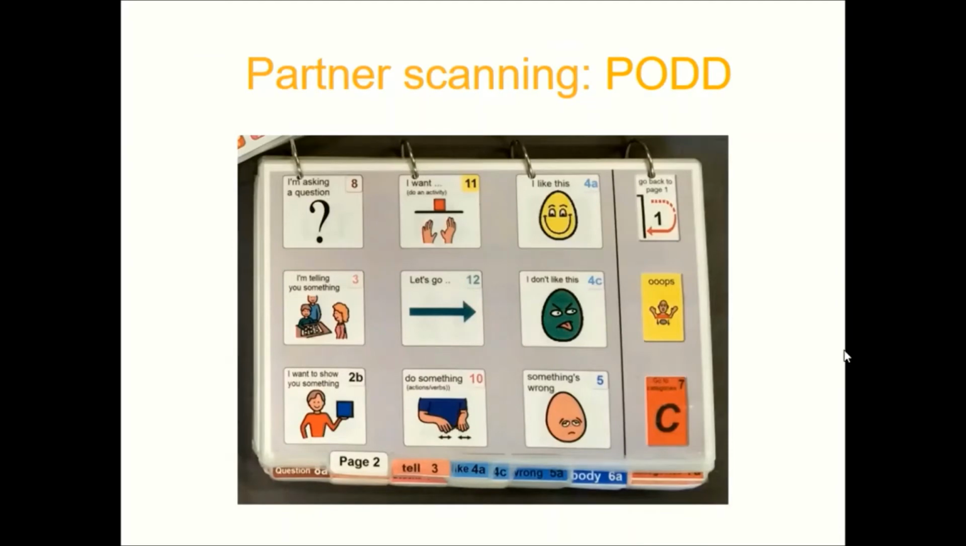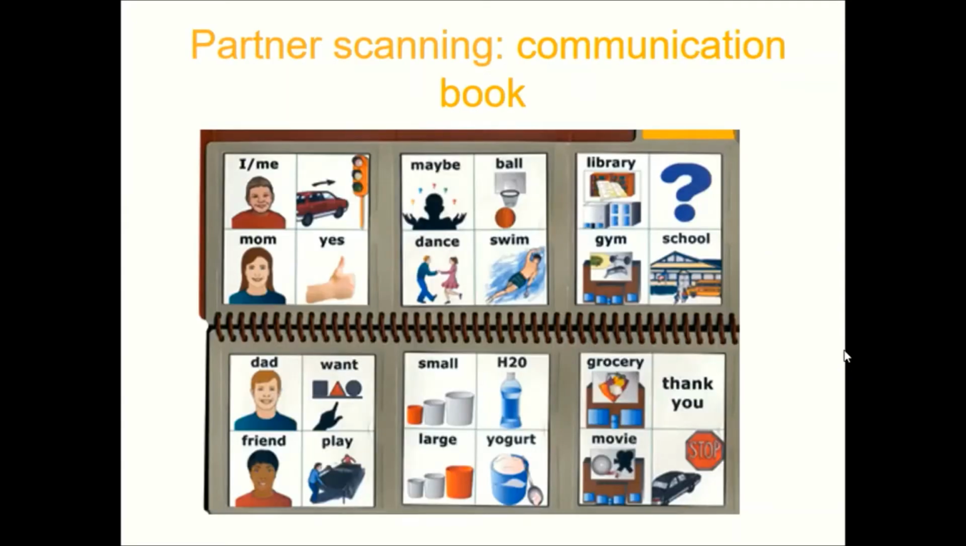So the pod book that we saw earlier, you can use it with partner scanning just as well. So again, you can just say, are you asking a question? Do you want something? Do you like something? And you wait for a yes. Exactly the same principle. And the same with any communication book as well.